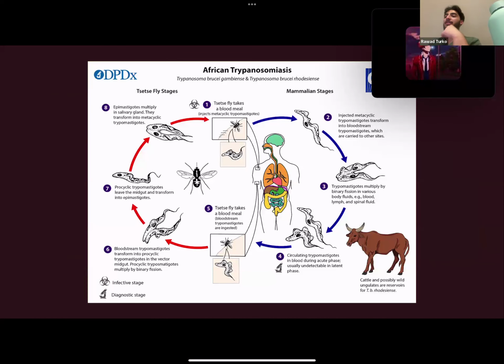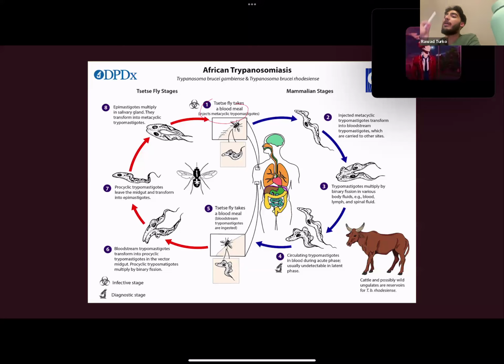Okay, so this is the life cycle for Trypanosoma brucei gambiense. This is important: you don't just remember Trypanosoma, you have to remember brucei, because there's another Trypanosoma we're going to talk about later on. Cruzi causes a different type of disease. So with brucei, the tsetse fly injects the metacyclic trypomastigotes. This is what they look like.